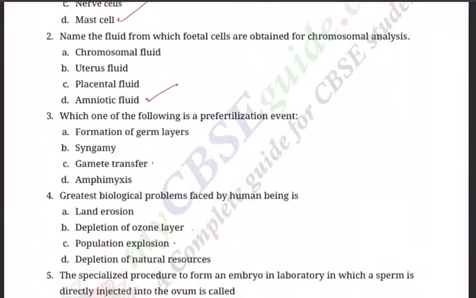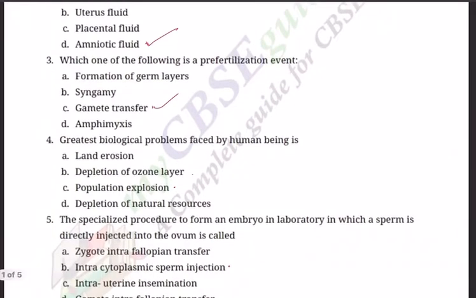Question number 3, which one of the following is a pre-fertilization event? Formation of germ layers, syngamy, of course fertilization, gamete transfer, and apomixis. It has to be gamete transfer because it is pre-fertilization. First gametes, male gamete and female gamete, should get into the designated place.